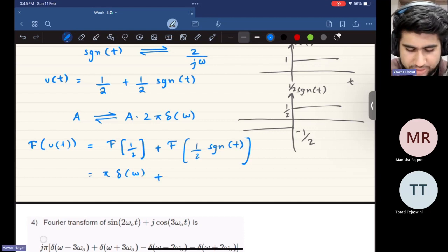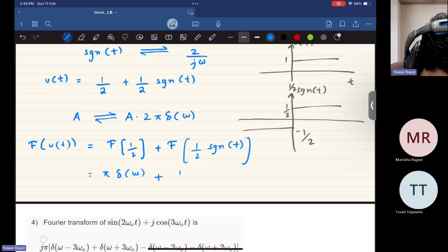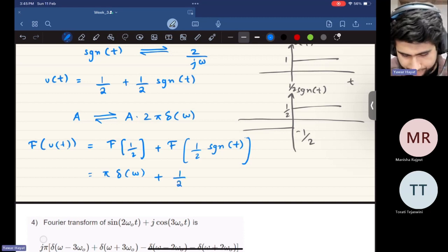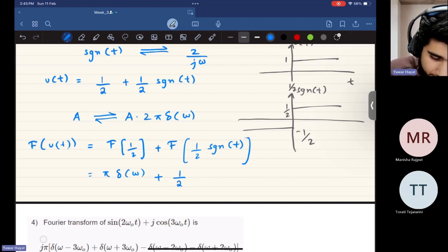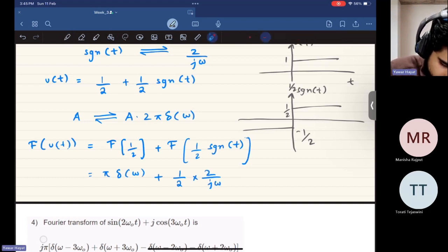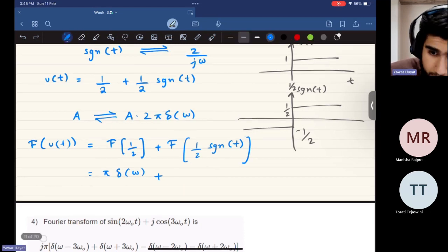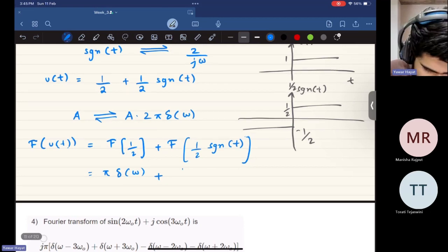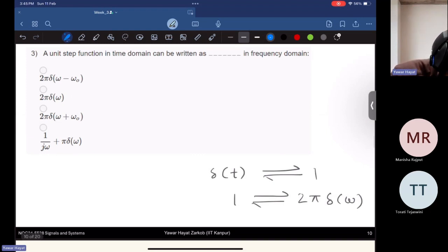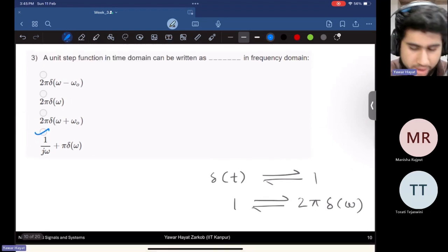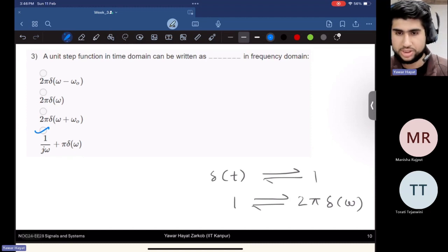And the Fourier transform of half of signum of t: I'll take the half outside. The Fourier transform of the signum function is 2 by j omega, and the 2 and 2 cancel. You would be left with 1 by j omega. That was the required answer, which was also answered in the chat. The Fourier transform of the unit step function is 1 by j omega plus pi times delta of omega.